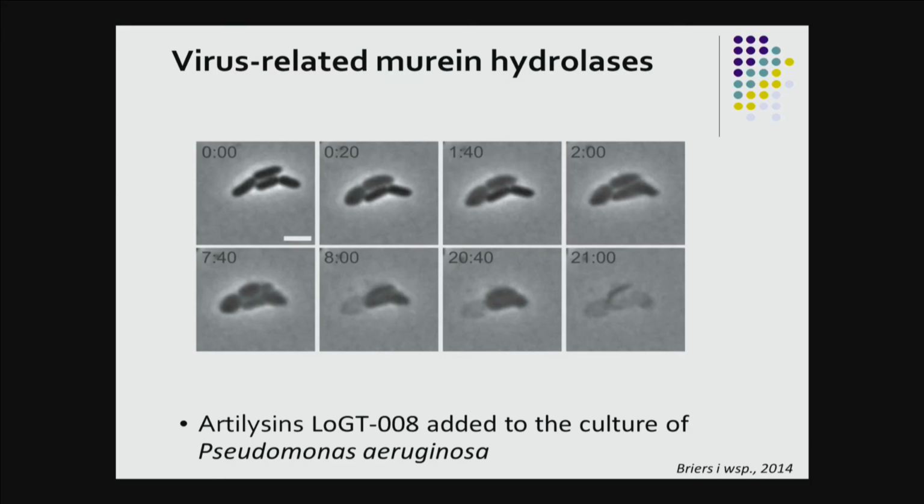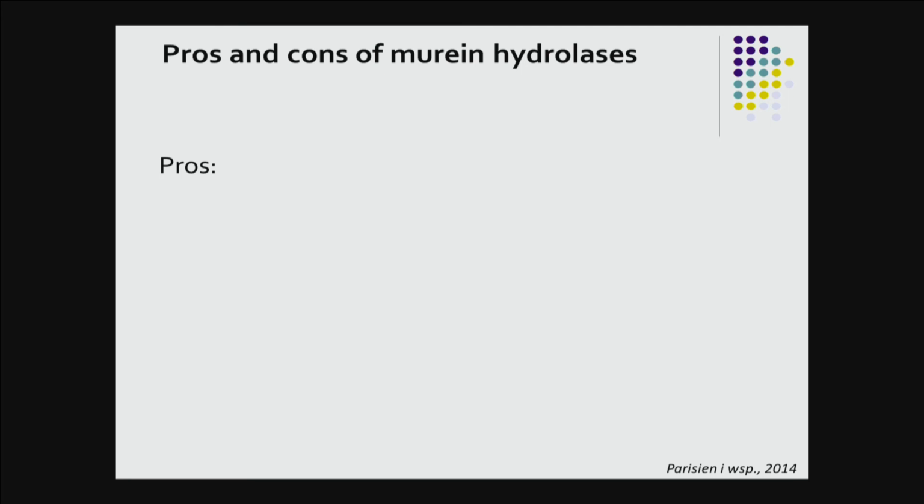And a very, very interesting example is the artilysins. It means artificial lysins, because they are molecules modified by adding some special addition, and this modified molecule shows increased activity against gram-negative bacteria. Artilysin can be used to treat opportunistic infections, gram-negative drug-resistant strains of Pseudomonas aeruginosa and Acinetobacter baumannii. Here you have a picture from the microscopy, and 21 minutes after it was added to the culture of Pseudomonas aeruginosa, the cell was completely broken.